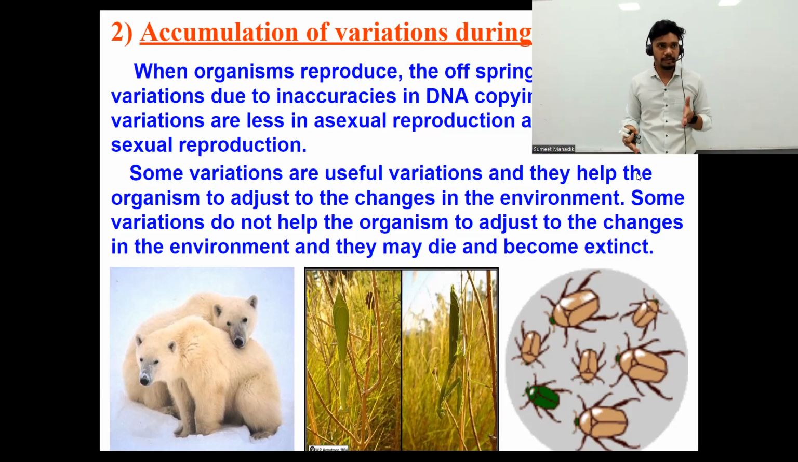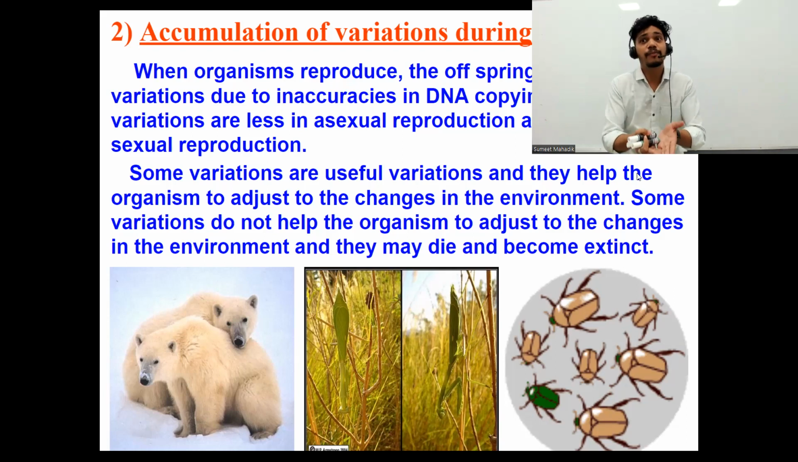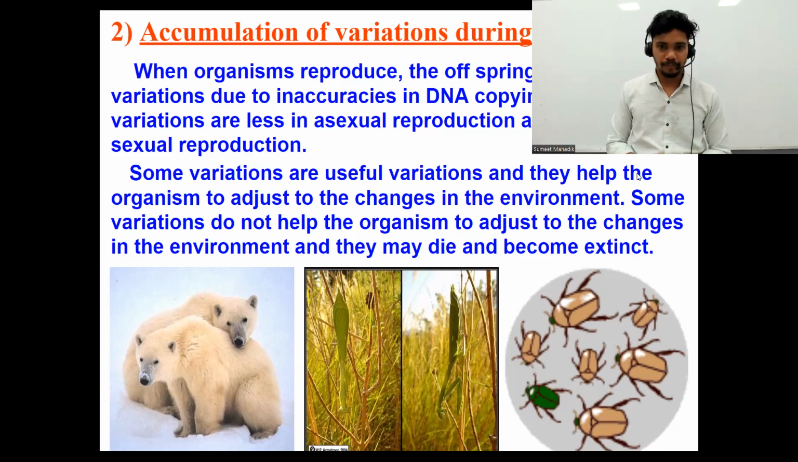Okay. The one border is there. Female from this or male from this get married. There will be a child having different minor inaccuracies in the DNA. These variations are less in asexual reproduction and more in sexual reproduction.